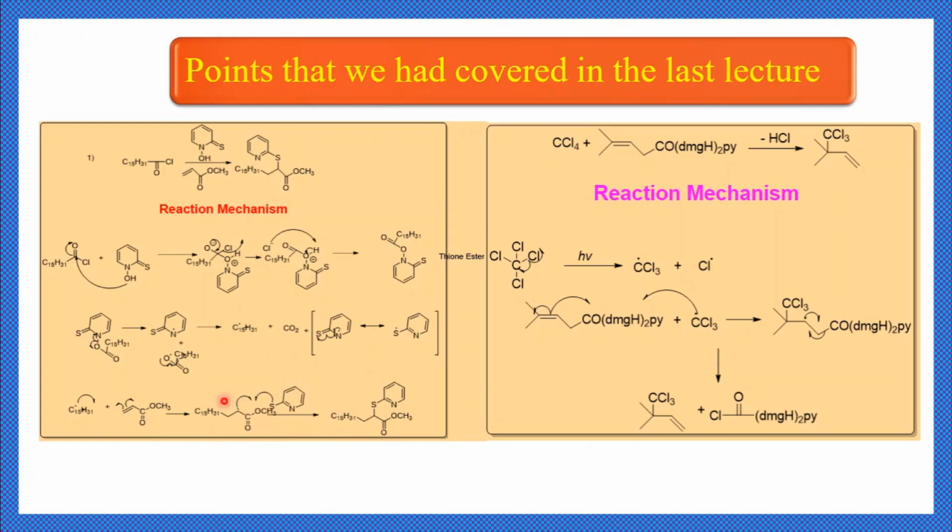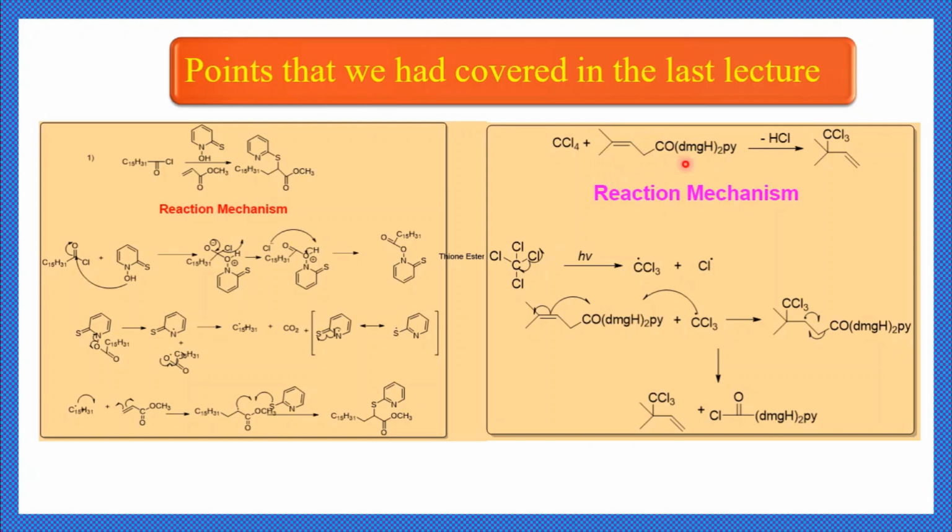And then the radical formed in this step is trapped by your pyridine thiol derivative. So this is the simple reaction that we had learned in the last lecture, and the reaction mechanism is very simple. Once you understand, you can take any alkyl group here instead of this C15H13, and you can easily write the reaction mechanism. Then again, in the last lecture, we had learned the CO bond cleavage.